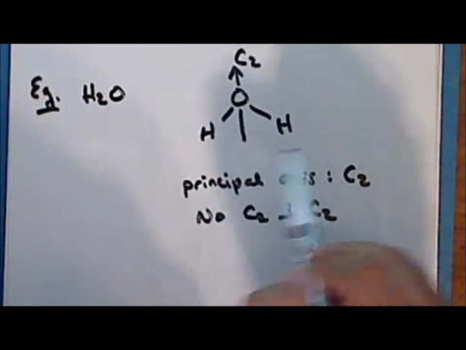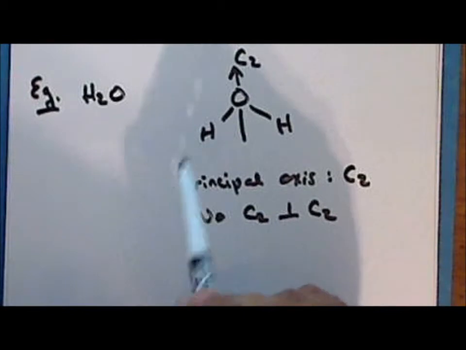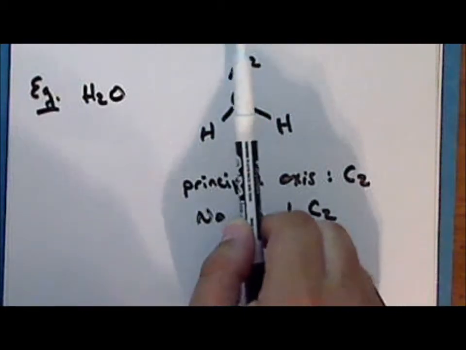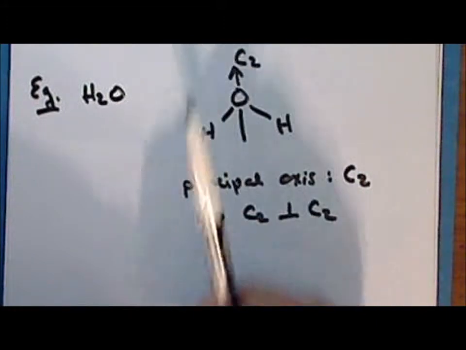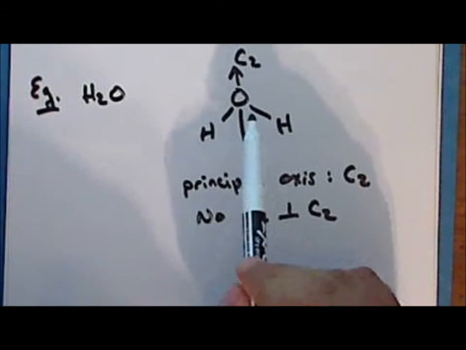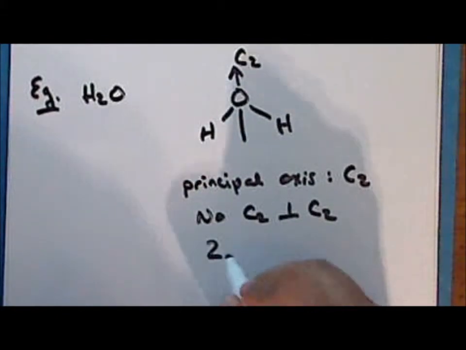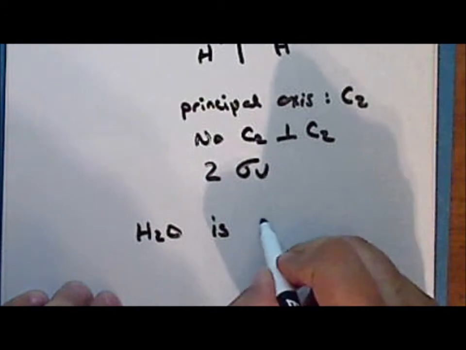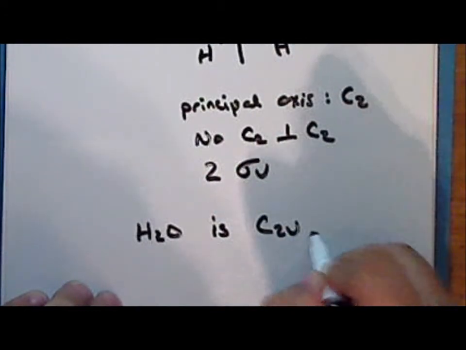Now, the plane of the molecule itself is a vertical plane, and we also have the vertical plane that is perpendicular to the plane of the page, which passes through the center of the molecule. And so there are two vertical mirror planes. And so the water molecule belongs to the C2v point group.